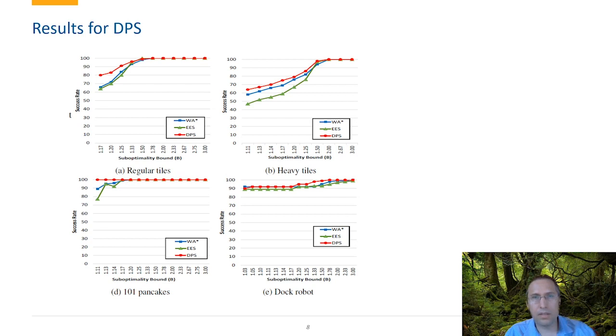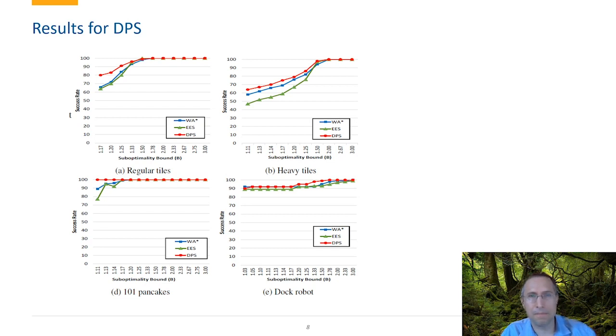It turns out DPS works quite well on a range of domains. What you can see here is results from different puzzle domains, where the x-axis is the desired suboptimality, and the y-axis shows how many problems were solved under some fixed time budget. So higher is better. Looks good, right? DPS outperforms all algorithms in almost all cases.